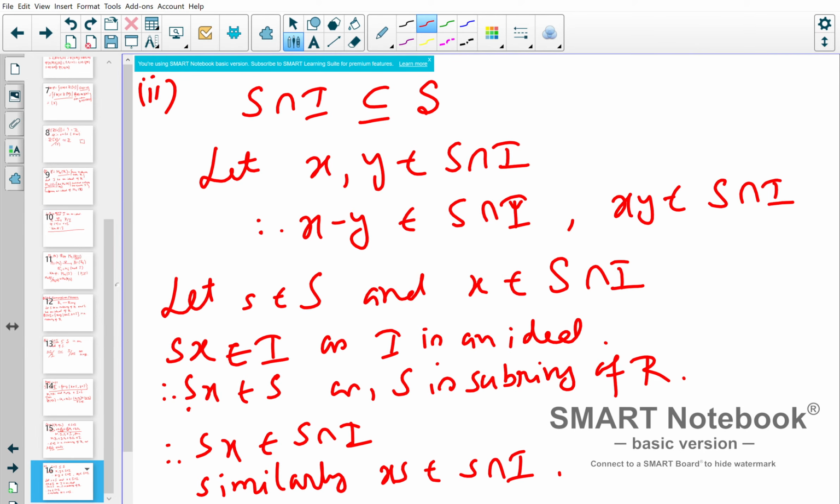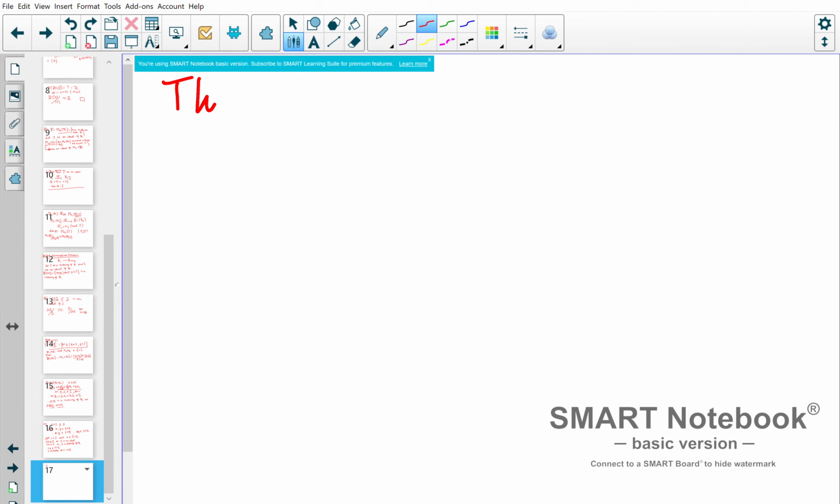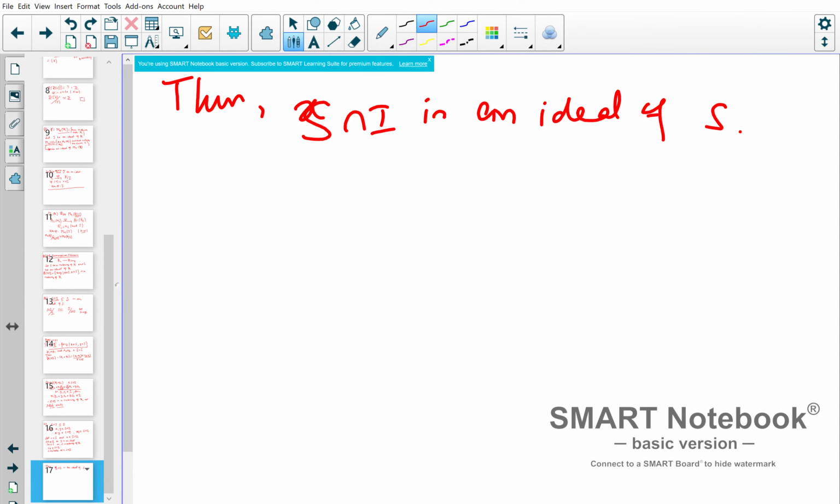So what does that mean? That means if you choose one element from S intersection I and one from S, then the product is absorbed, right? So S intersection I is an ideal. Thus S intersection I is an ideal of S. Okay, clear.